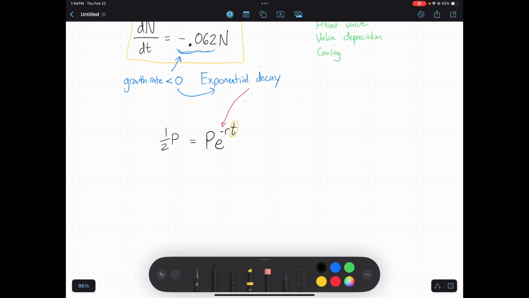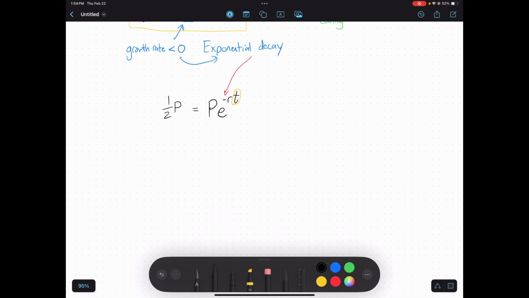Kind of similar to how we calculated doubling time in our previous video, right? That was the same question, except it was how long is it going to take for me to reach double what I started with? And that applied to growth functions. Well, take a look at this. If I solve this, my very first step would be to divide by p on both sides. And what am I left with? I'm left with 1/2 equals e to the negative rt.